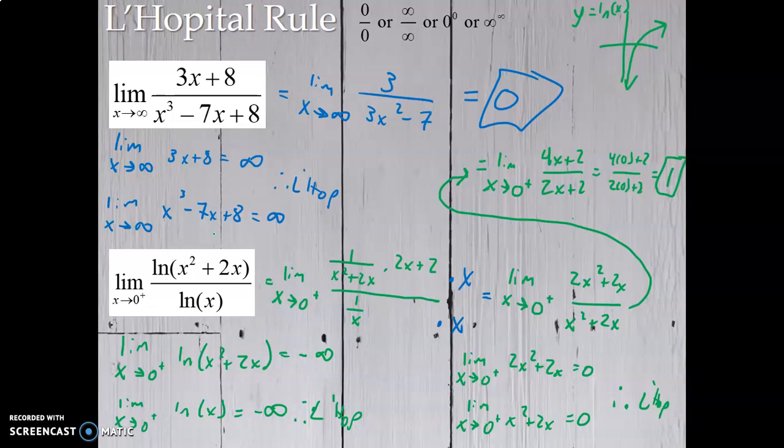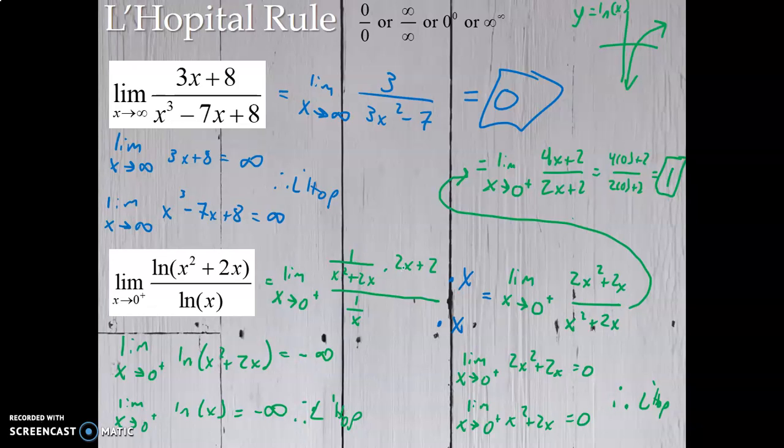On the second one, you're going to have to use L'Hopital twice. On the first one, as the limit approaches 0 from the right, if we think about a natural log function, as we approach 0 from the right, we're approaching negative infinity. The top and the bottom are both approaching negative infinity, so we can use L'Hopital again.